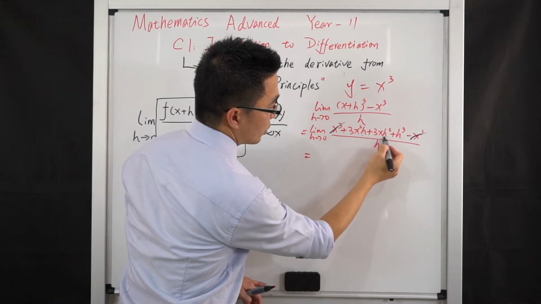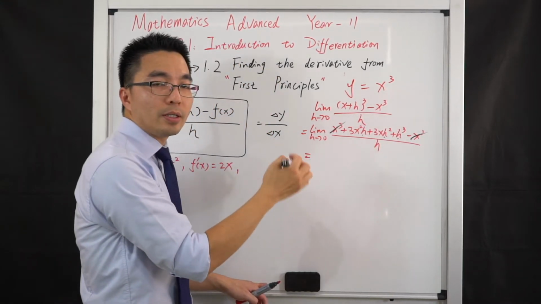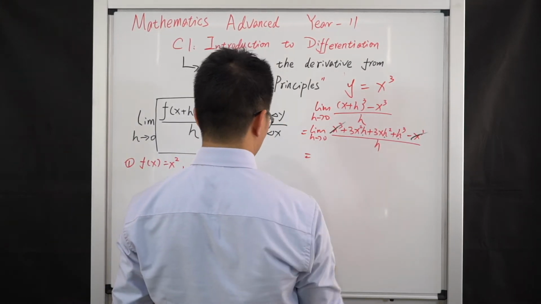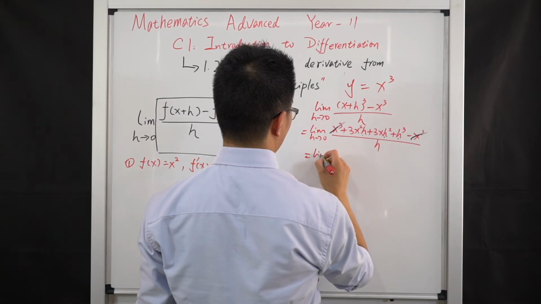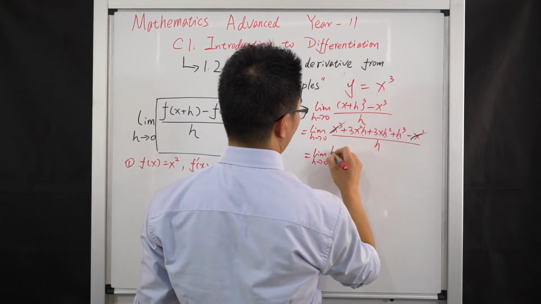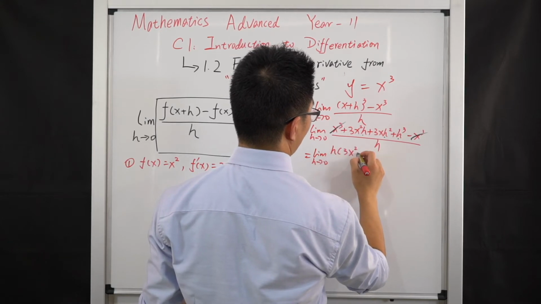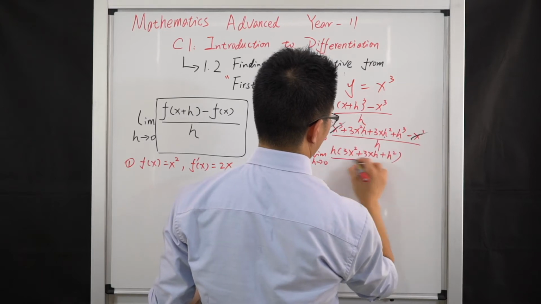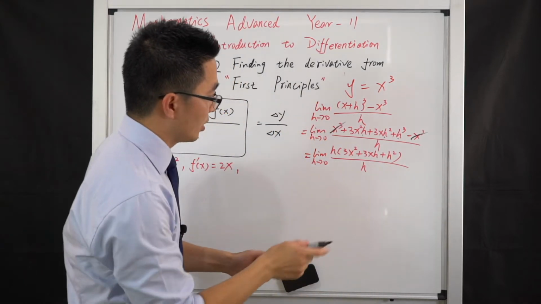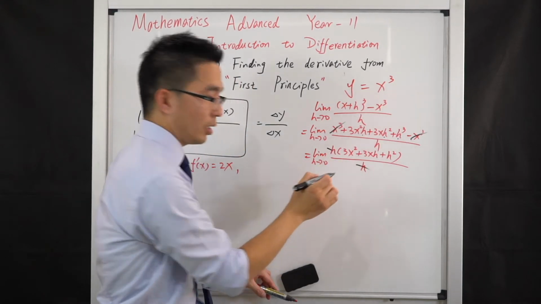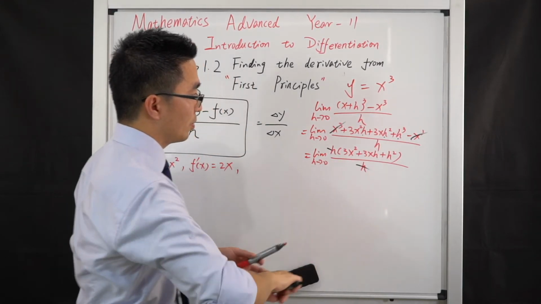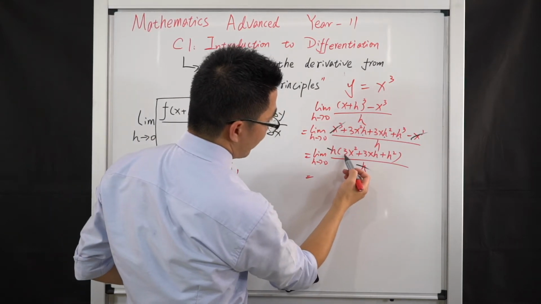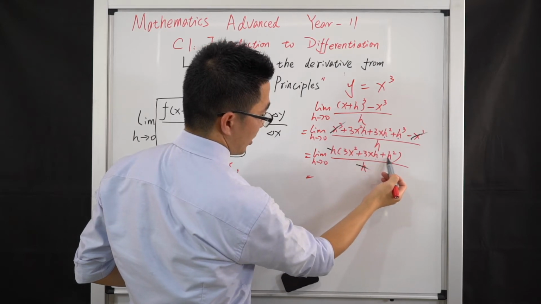From the h squared and h cubed terms, we can factorize one h out, so the limit as h goes to 0 of h times (3x squared plus 3xh plus h squared), divided by h. We can eliminate this h from the numerator and the denominator. Next step, we still have 3x squared plus 3xh plus h squared.